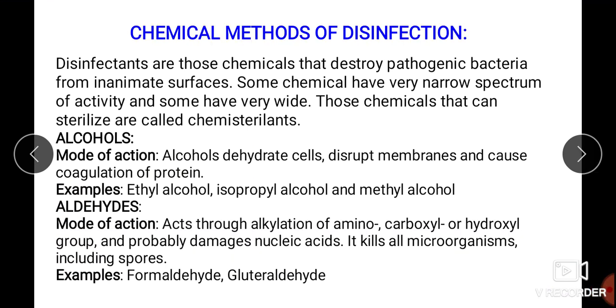The aldehydes. A number of aldehydes can be used, such as formaldehyde and butylaldehyde. These aldehydes carry out alkylation of amino, carboxyl or hydroxyl groups, so they damage nucleic acid and kill microorganisms. They also kill spores.